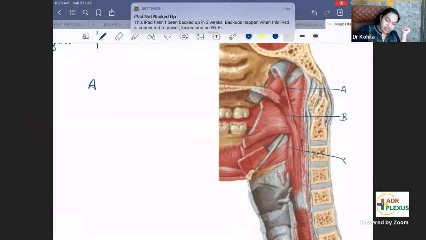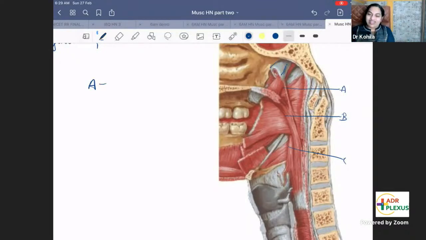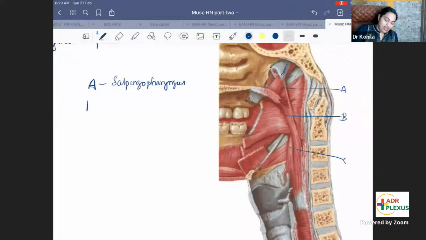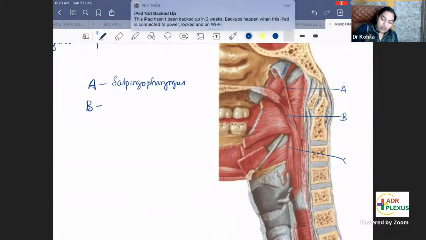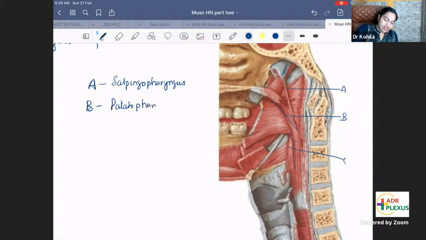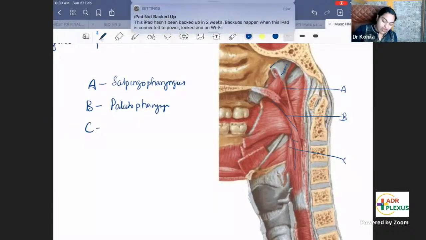What is A? Coming from the sides of your auditory tube, we'll call it, yes? Very good, Dr. Kavya. Salpingopharyngeus, right? B: what is B? Coming from the palate, going downwards, it's going to form the palatopharyngeal ridge. Palatopharyngeus, yes, Kavya. Okay, C: what is the one left? This is your stylopharyngeus.